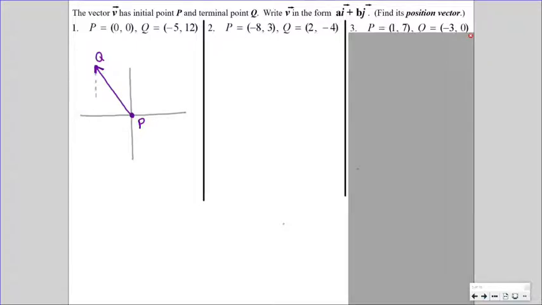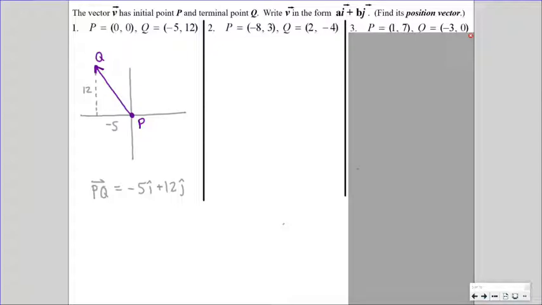And what do I know about these 2 points? Well, this is negative 5 and this is 12. We went left 5 and up 12 from P to Q. So the vector PQ, you can write it as its sum of horizontal and vertical components, is going to be negative 5i plus 12j. We just write it exactly like that.